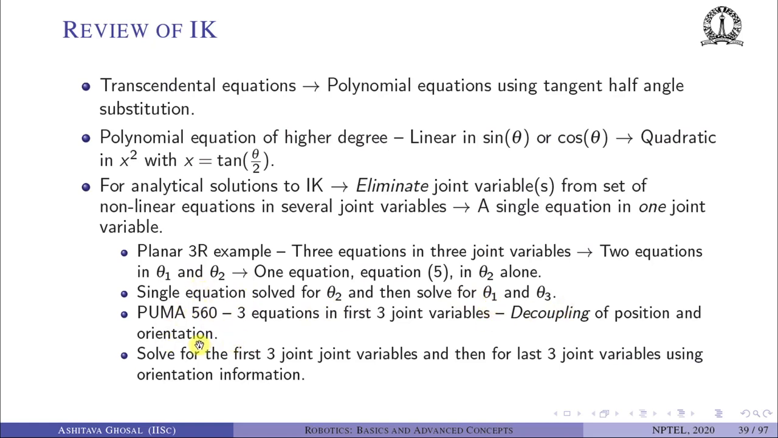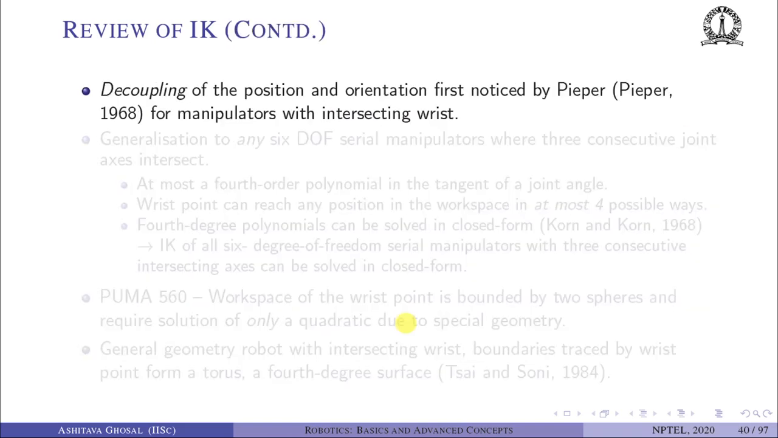For the Puma 560, we have three equations in three joint variables, the wrist point. Okay, so the position and orientation could be decoupled. Okay, we could just take the position equations and solve for three angles, and then using those three angles, we could solve for the last three joint angles. Okay, which uses the orientation information.